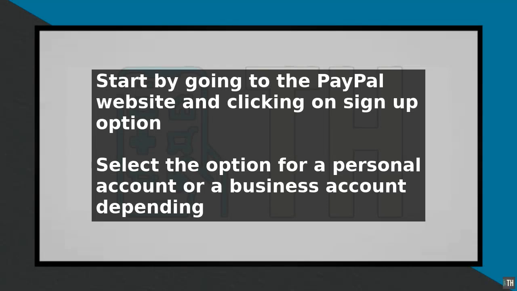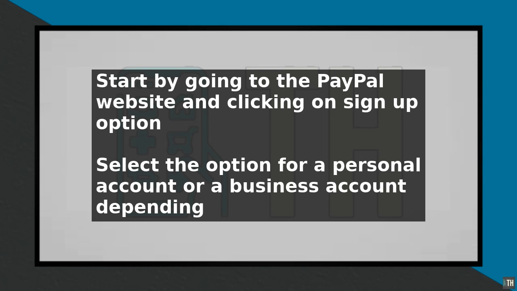To create a PayPal account without a social security number, you will need to use an individual taxpayer identification number or an employer identification number. Start by going to the PayPal website and clicking on Sign Up. Select the option for a personal account or a business account, depending on your needs.